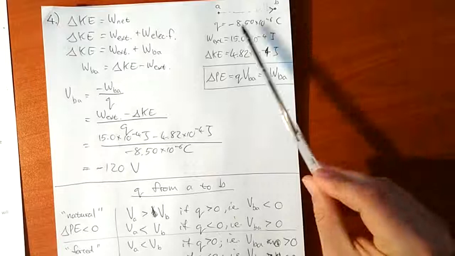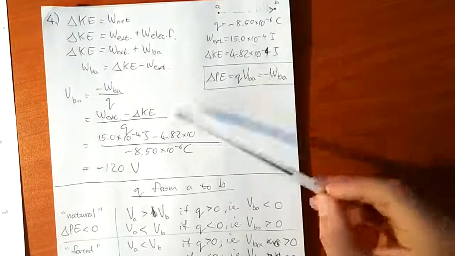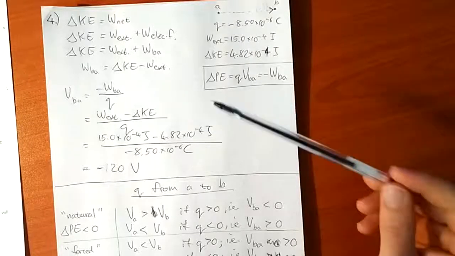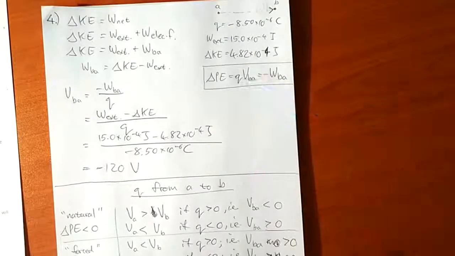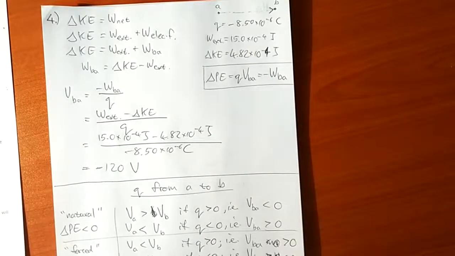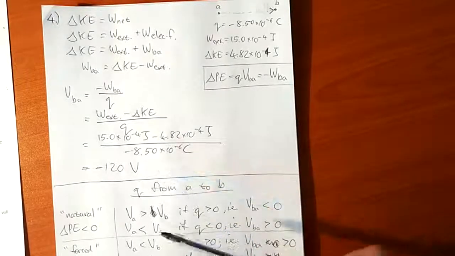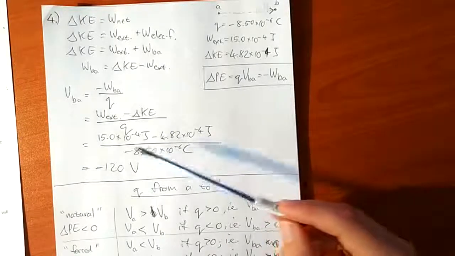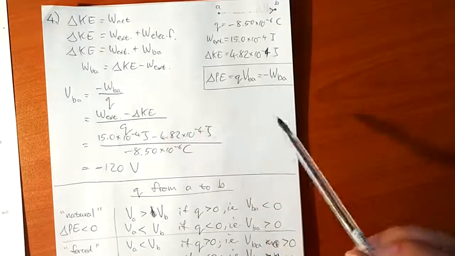I reason that this charge is not going in the direction that it wants to go. It's being forced against the direction in which it feels a force from the electric field that it's in. So it's a negative charge being forced in a certain direction, so the change in potential will be negative. So it makes sense that this potential difference is negative.